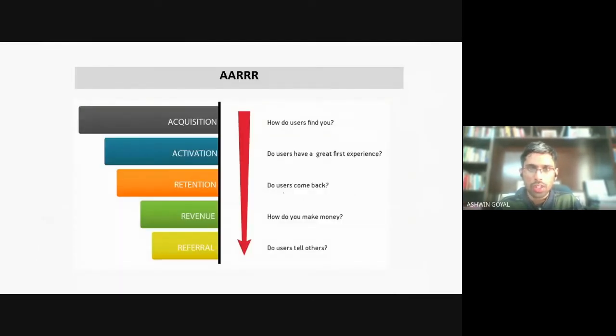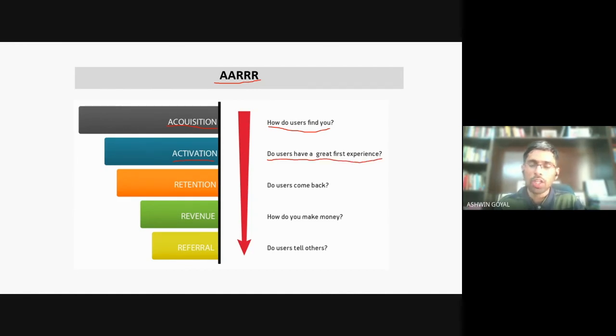So this was the CIRCLES method, and this is again a framework in product management, AARRR. We already discussed this. Acquisition, how do users find you, right? Acquiring new users, that is acquisition. Activation is the first steps, basically the conversion part. Right? Do users have a great first experience?